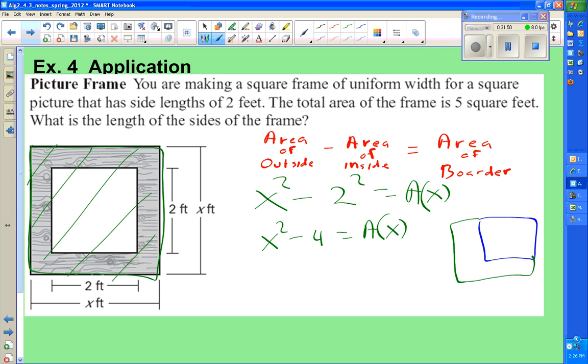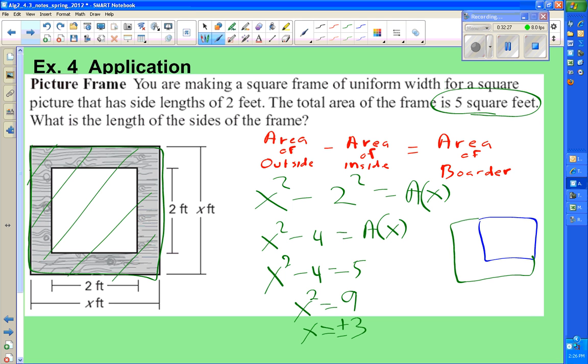If you want to find out what the length of the sides of the frame would be, if they tell you the area is 5, x squared minus 4 is 5. How do I solve for x? Add 4. And then what? Square root. Be careful. Plus or minus 3. As far as the algebra is concerned, this is a plus or minus 3.